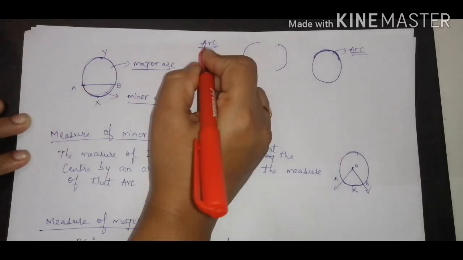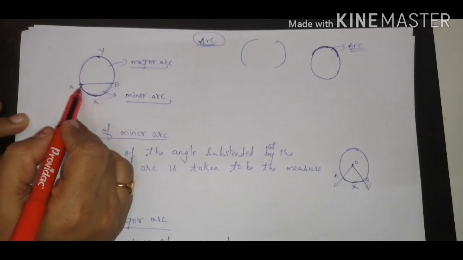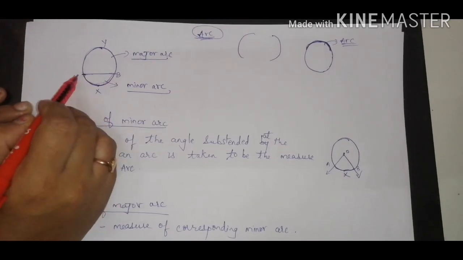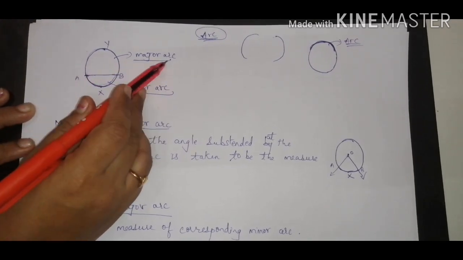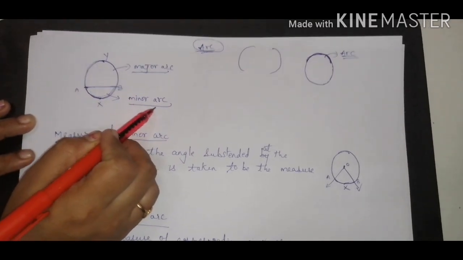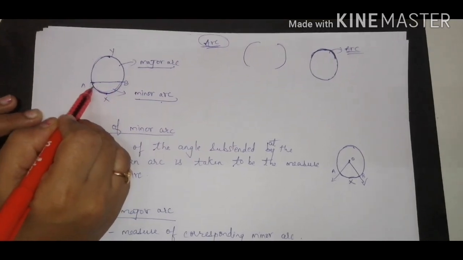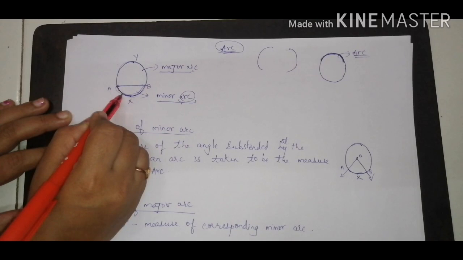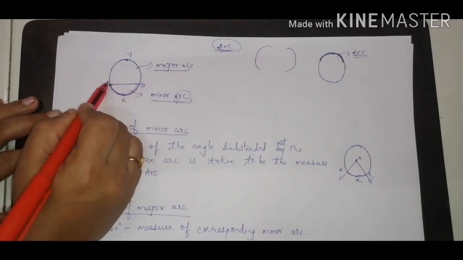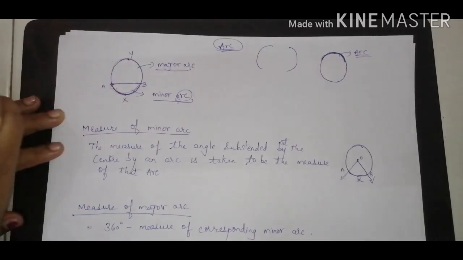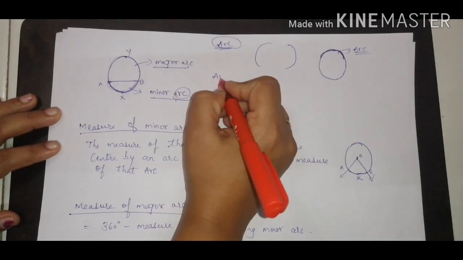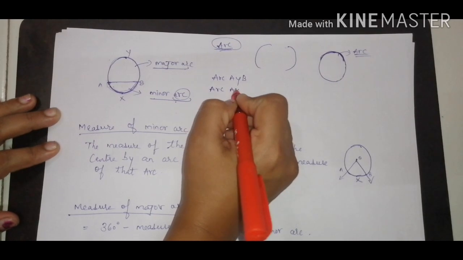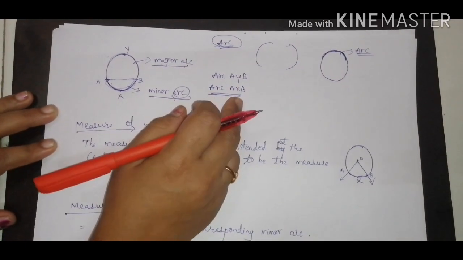Major arc. Arc means nothing but a part of a circle. In this circle, if I draw one chord, the circle is divided into two parts. The major part is called a major arc and the smaller one is called a minor arc. Usually we name an arc with three letters. So arc AXB is the minor arc, and arc AYB is the major arc. We write it like this with the three letters.